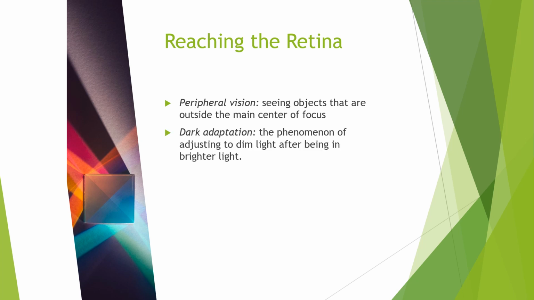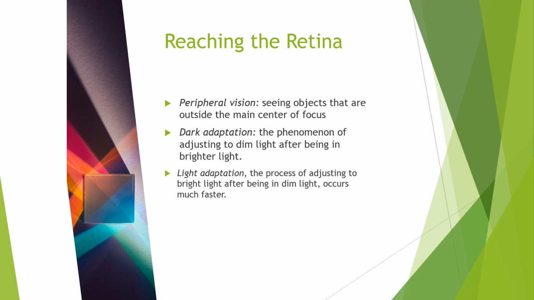Dark adaptation. This is the phenomenon of adjusting to dim light after being in really bright light. So if you've ever gotten to a movie theater late and the lights are already dimmed and the movie has already started, you go from really bright light out in the lobby to going inside the movie theater and everything's really dark. It takes your eyes time to adjust or to adapt to that dim light. The same thing happens if you leave the movie theater and go back out into the lobby.